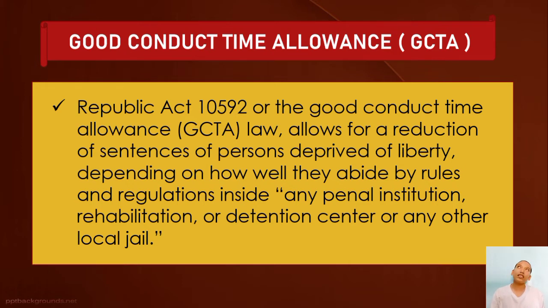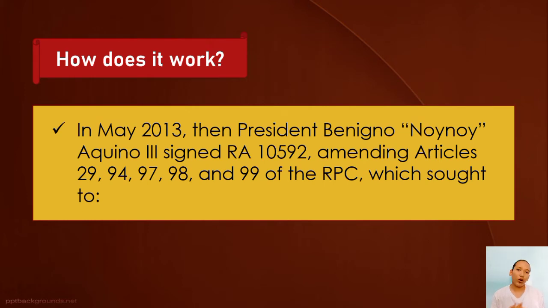So it means that the GCTA, also known as Republic Act 10592, allows for a reduction of sentences of persons deprived of liberty, or the offenders. So how does it work?